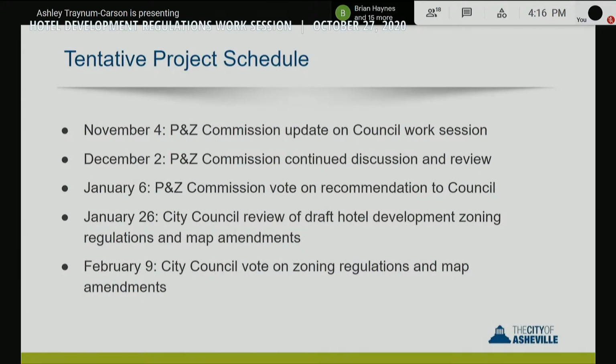P&Z, the idea is that in December, we would continue our conversation for a public hearing on this item with a recommended vote by Planning and Zoning Commission in January, and then council review and a public hearing in late January with a council vote in early February. If you recall, the moratorium ends on February 23rd. So this schedule would allow us to stay on target with the ending of the moratorium in February.